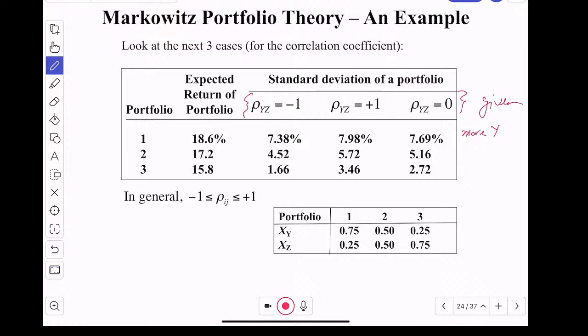And this row is even Y and Z. And this one has more Z. And you see that information here. Portfolio 3, more Z. Portfolio 2, the same. Portfolio 1, more Y. So the one with the more risky asset has higher volatility across the board. The one with the lower risk asset has a lower volatility.